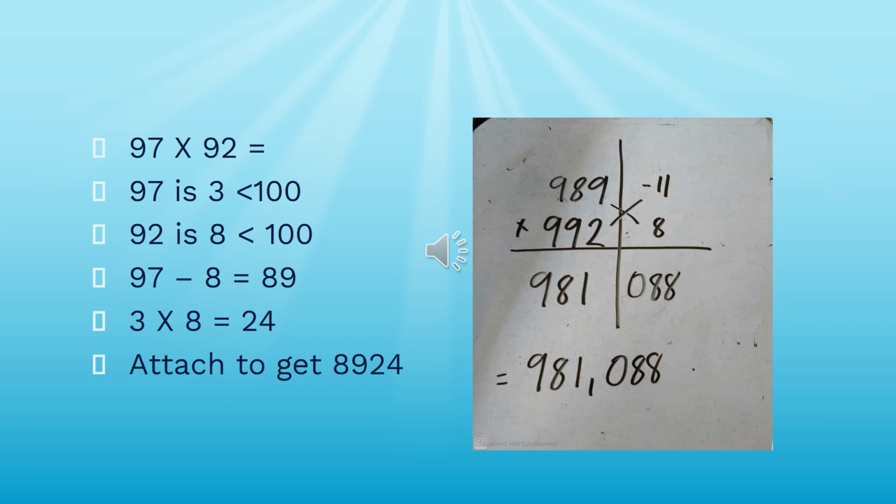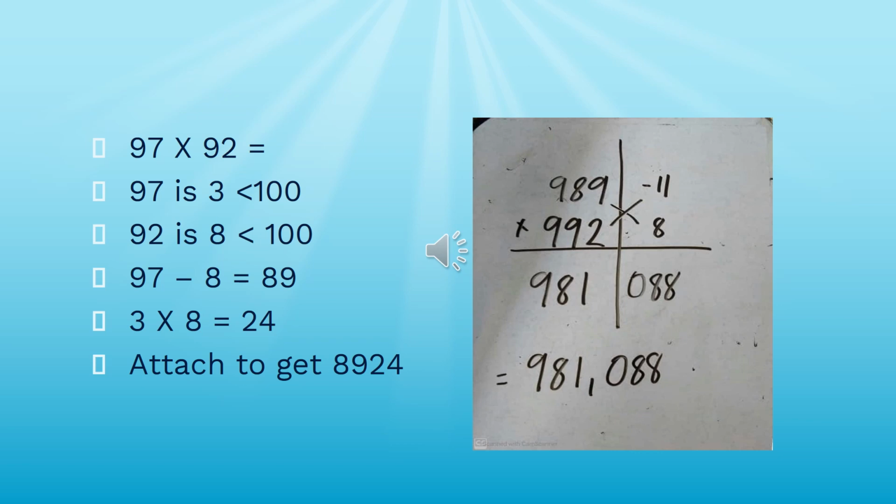Then we will cross subtract, since our factors are below or less than the power of 10. So let's have 97 minus 8, since 8 is the distance of 92 from 100. 97 minus 8 is 89, and then the next step is to multiply the distances. So we have 3 for 97 and 8 for 92. 3 times 8 is 24.